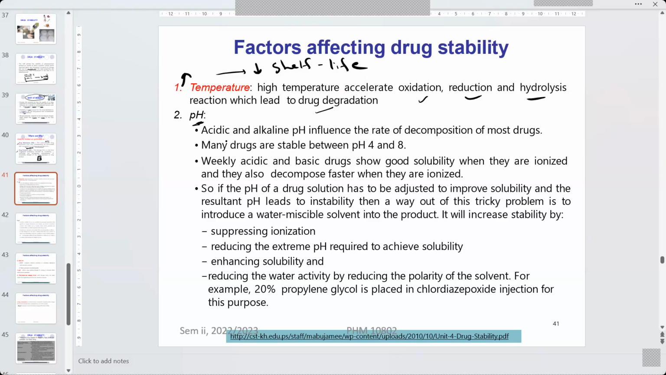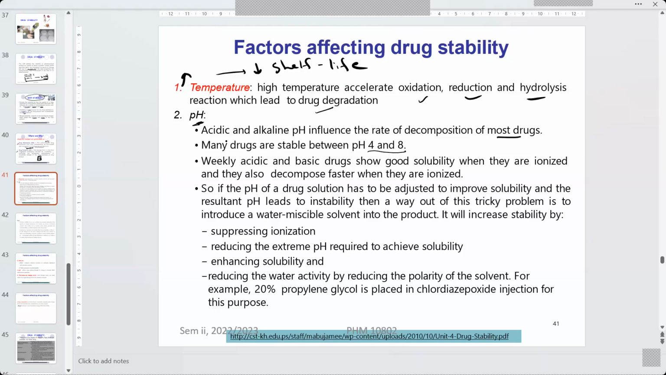Acidic and alkaline pH usually affect the rate of decomposition of most drugs. Most drugs are usually stable between pH 4 and 8. But what is the suitable pH for a certain drug? This you have to study. Not all drugs will be suitable at the same pH. You may formulate a certain drug at pH 7 and it will be stable. Another drug may be more stable at alkaline pH, another drug may be more stable in acidic medium, and so on. So there is a difference between drugs in the suitable pH for stability.